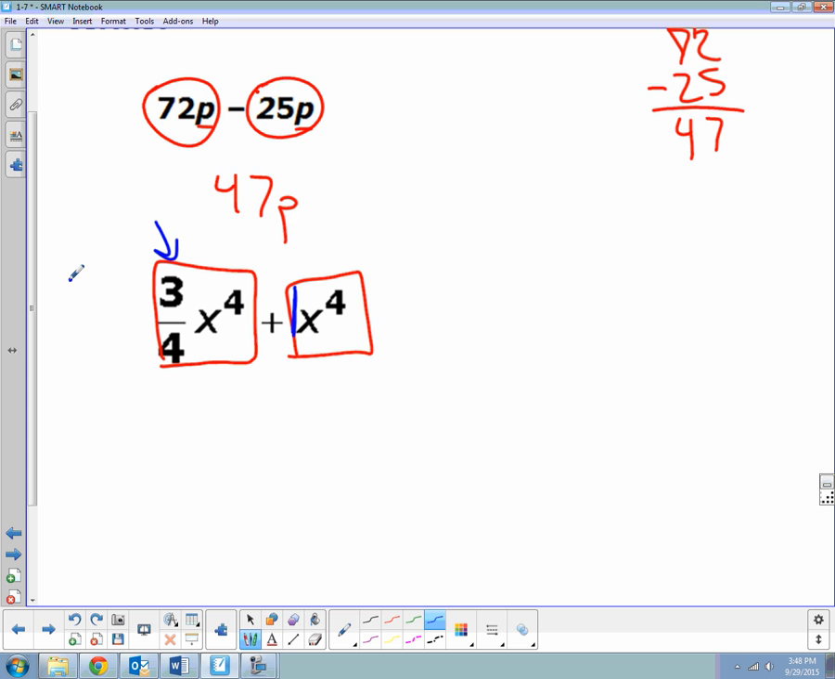I can see it. There's an x to the 4th. There's one of them. And so the 1 is not always written, but there's always a coefficient, 1 if we don't write it. So we have 3/4 x to the 4th plus 1 x to the 4th, which gives us 1 3/4. And that's what the combined, simplified version of this would be: 1 3/4 x to the 4th. That's how many x to the 4ths there are.